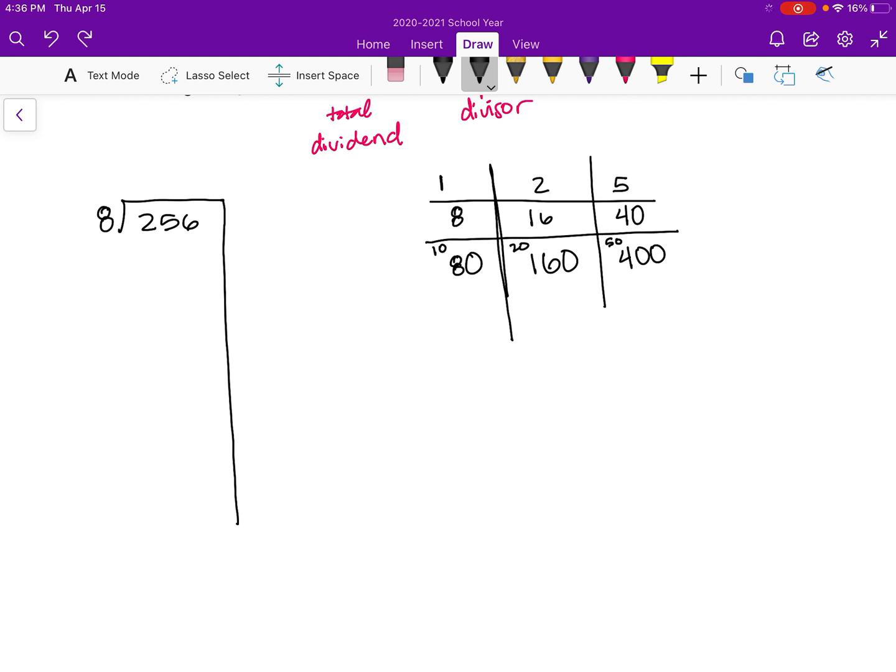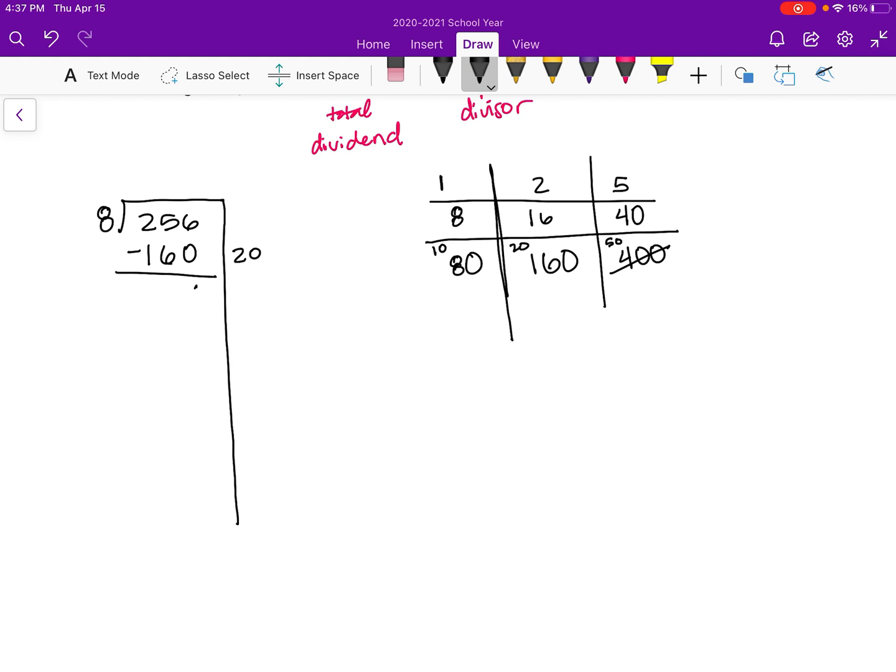All right, now 400 I can see is bigger than 256. That means I cannot take away 400 from 256. I don't need to go any further. This is as far as I need to go for my number bank. So I'm going to start out by taking away the biggest number I can without going over. So I can take away 160 from 256. 160 is 20 groups of 8.